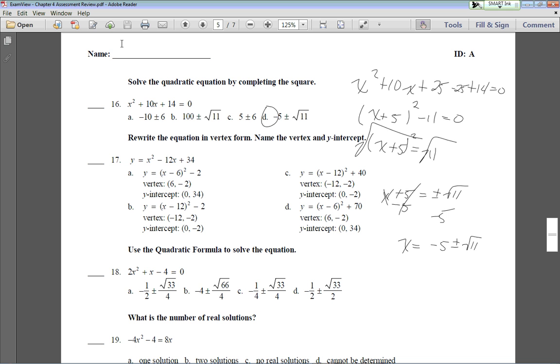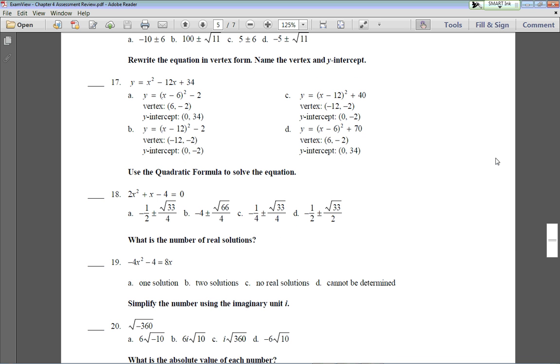And it looks like it's letter D, because it is negative 5 plus or minus the square root of 11. All right, that's all there is to that. So, let's look at the next one.